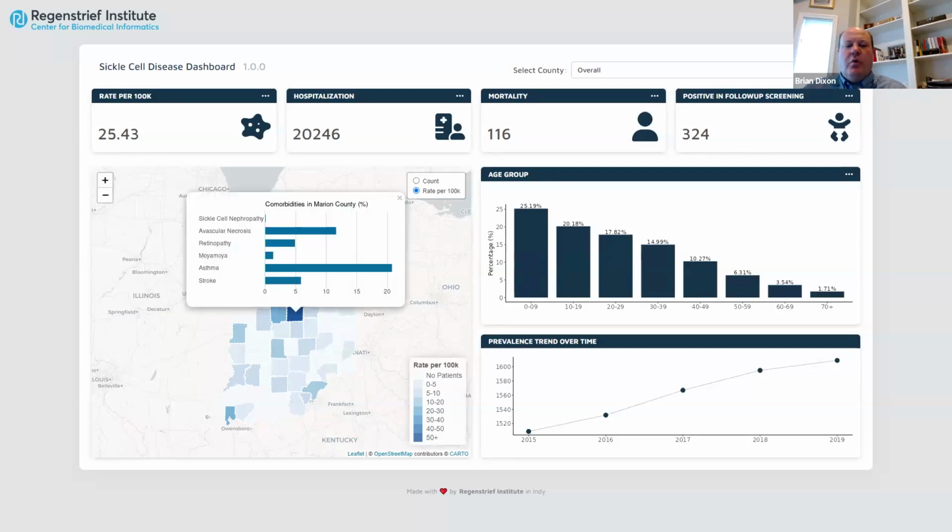And also here, clinicians were interested in comorbidities associated with SCD, so that was another feature that we added to this particular tool as well.